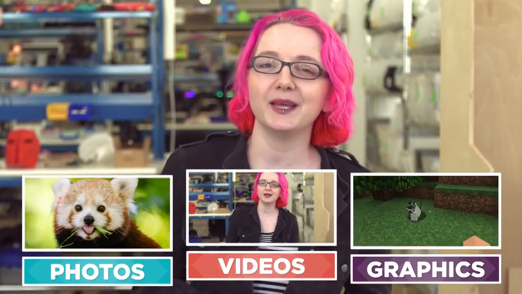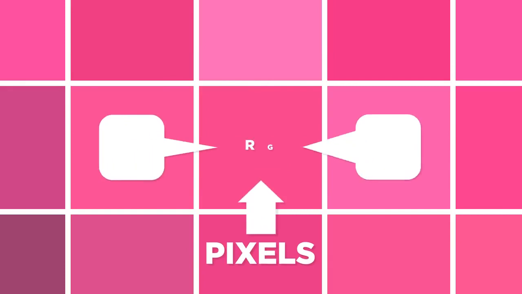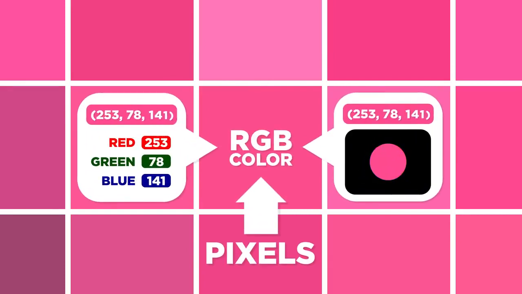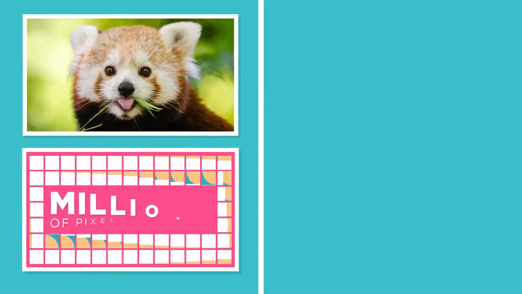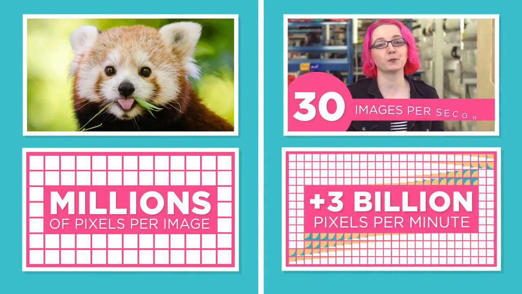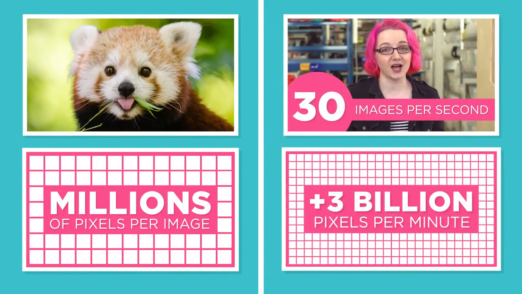Now, let's consider photos, videos, and all the graphics you see on a screen. All of these images are made out of teeny dots called pixels, and each pixel has a color. Each of the colors can be represented with numbers. When you consider that a typical image has millions of these pixels, and a typical video shows 30 images per second, now we're talking about a lot of data here.